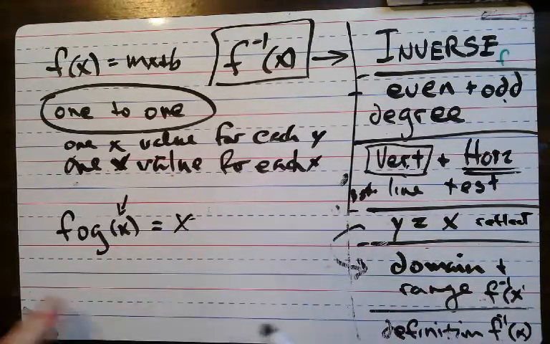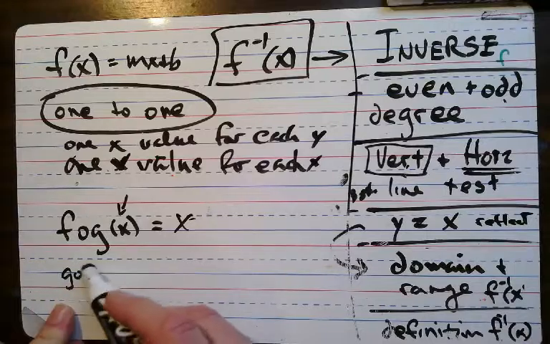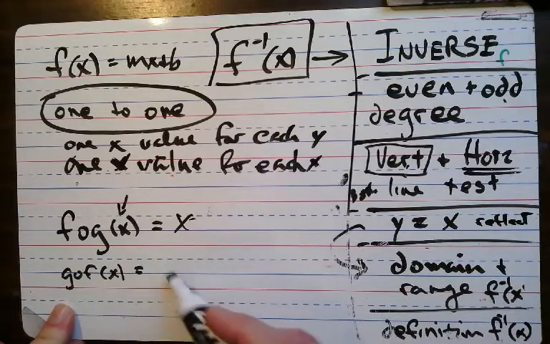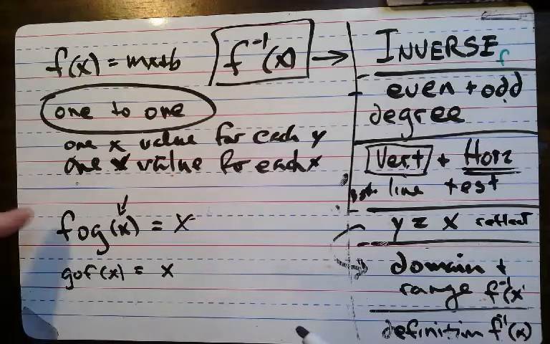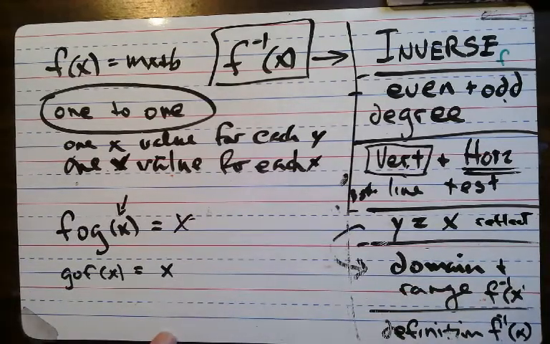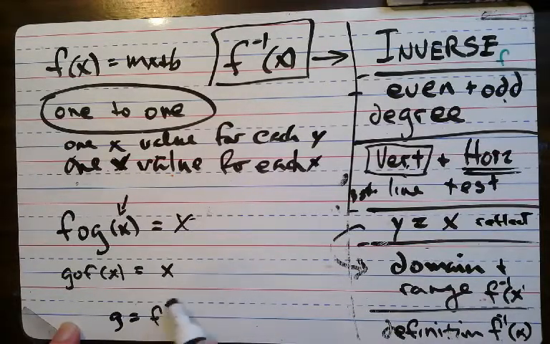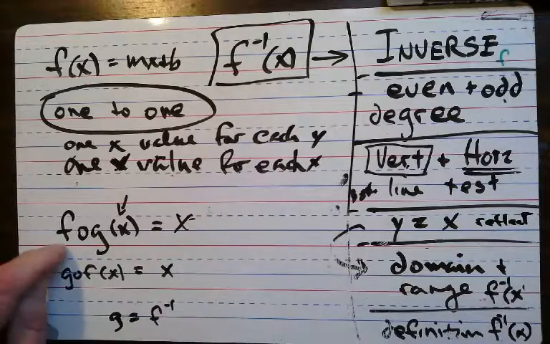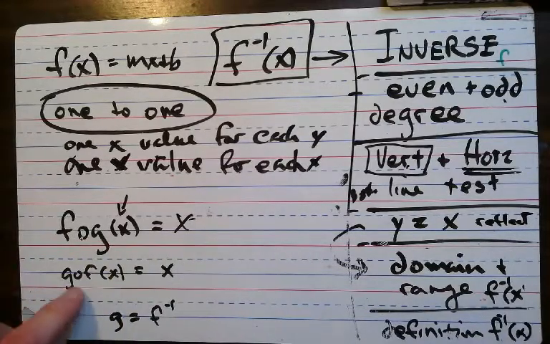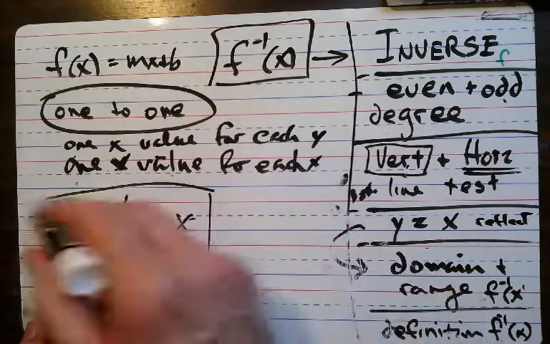If f circle g equals x and g circle f equals x, then these guys equal each other and they are inverses of each other. So that means g is f inverse. If this works and this works, then g is f inverse. We know it's the inverse. So this is what the definition is.